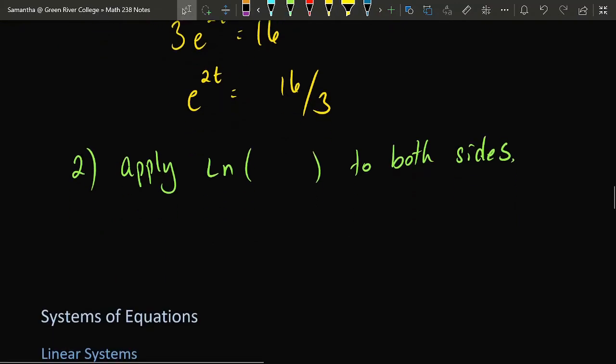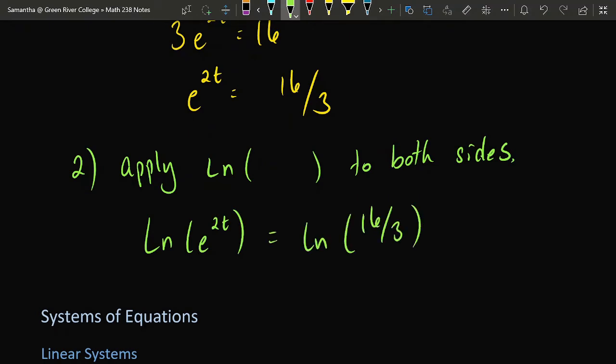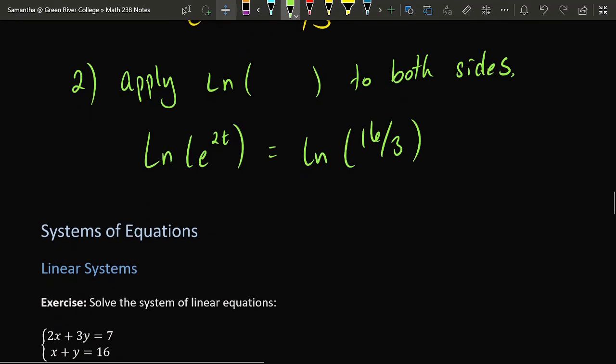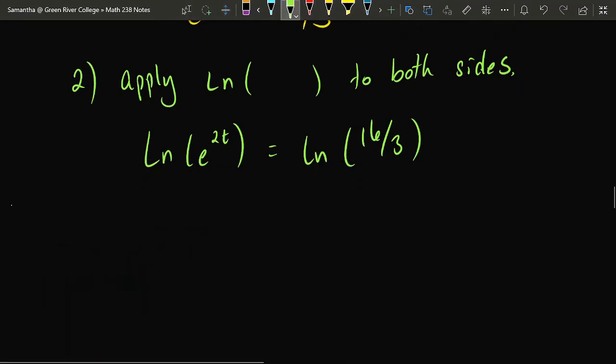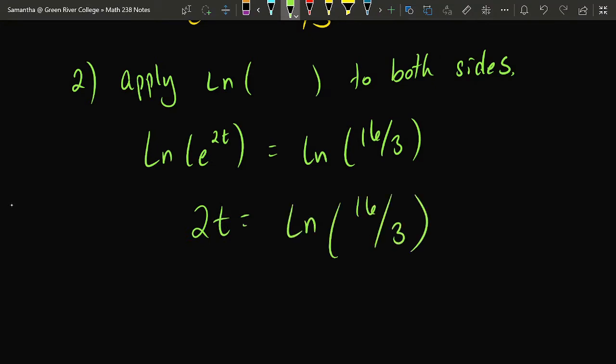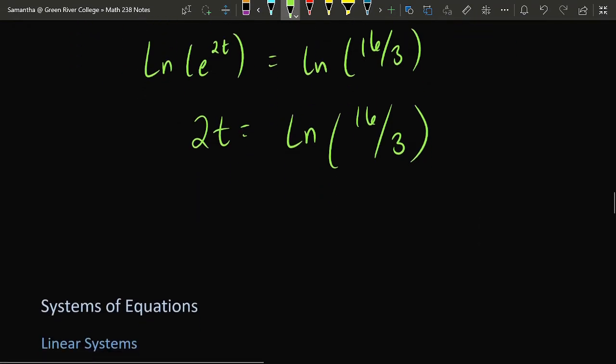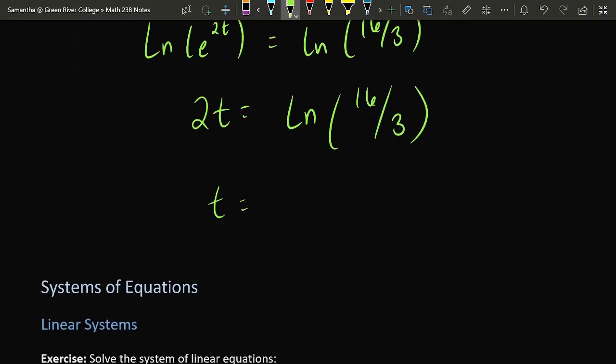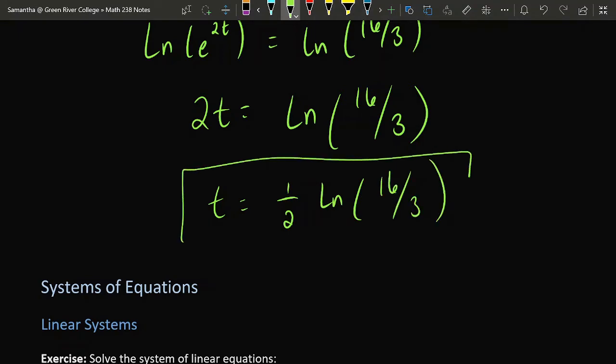Now when I apply the natural log to both sides, then on the left-hand side, the natural log and the natural exponential cancel, and I'm left with just 2t is equal to the natural log of 16 over 3. So t is equal to the number 1/2 the natural log of 16 over 3. This would be the exact solution to the given equation.